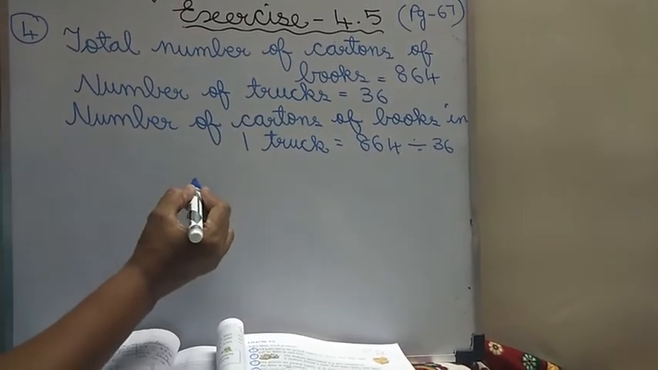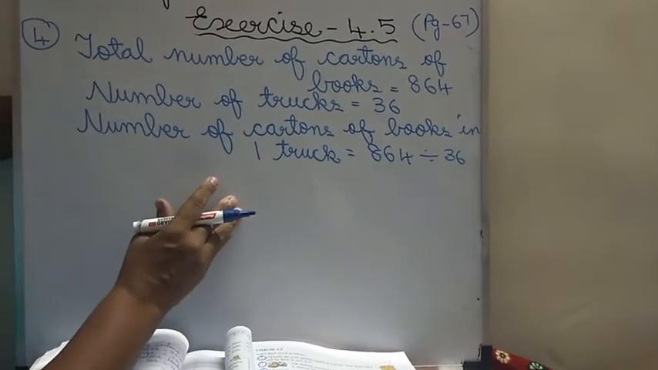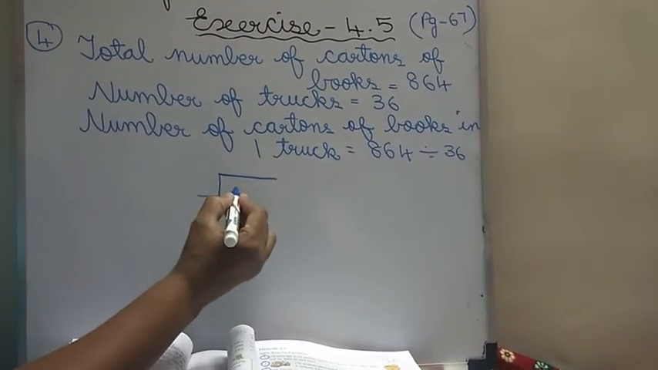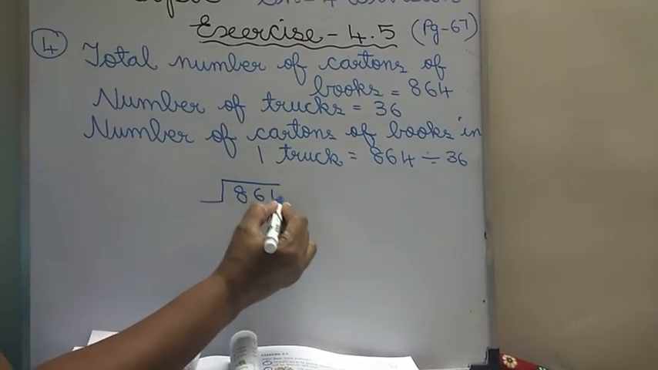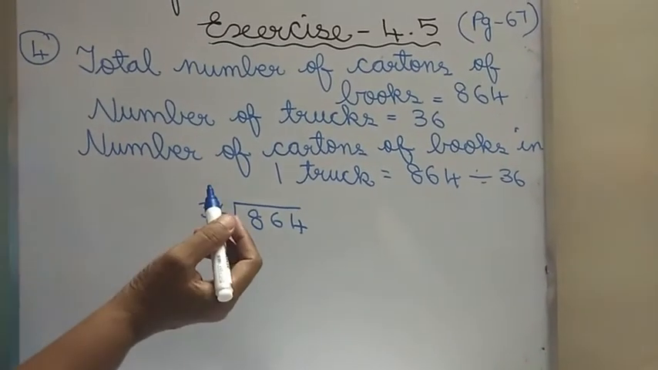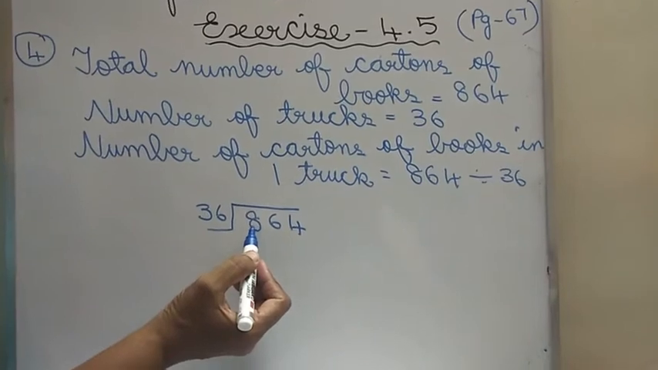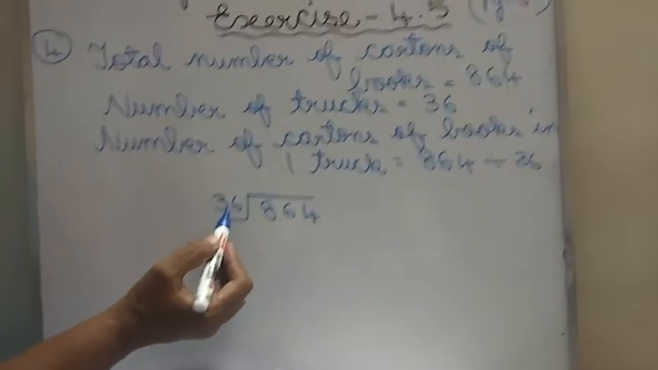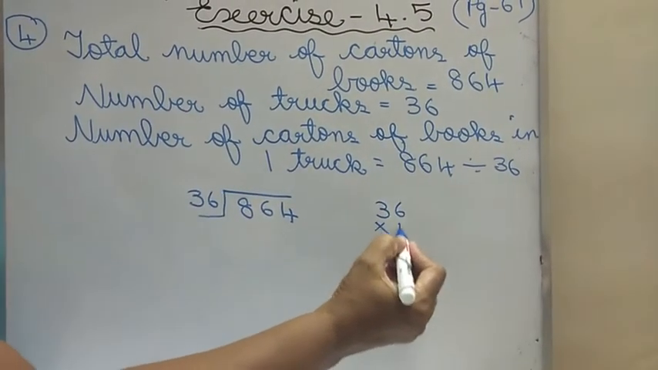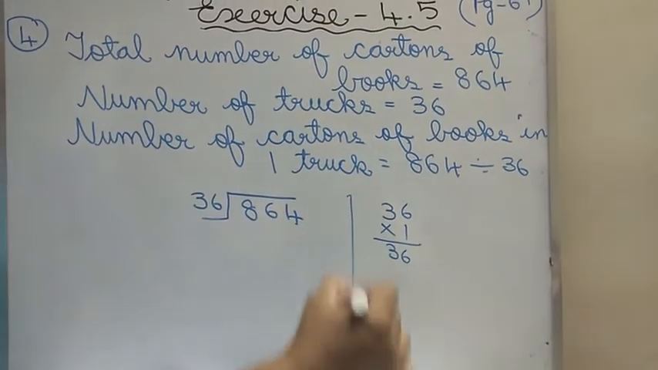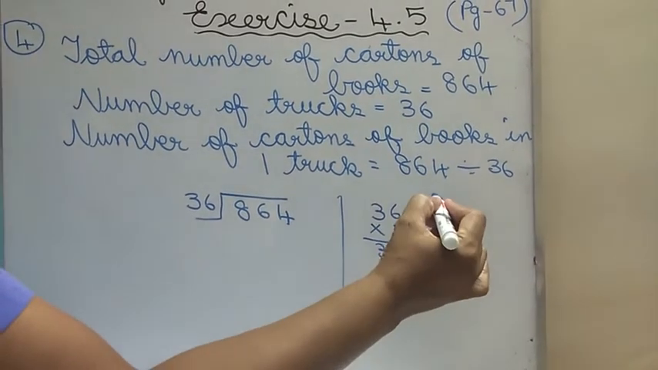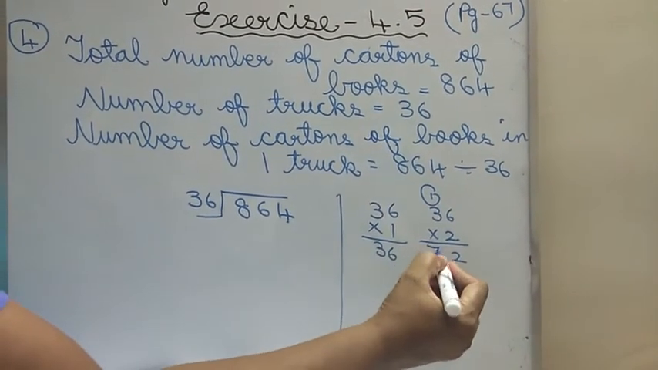So what's the dividend, children? Dividend is 864 and the divisor is 36. Okay, here also 2 digit is there. So what you have to do? 36 into 1, what will come? 36. And 36 into 2, 2 6s are 12, 2 3s are 6, 6 plus 1, 72.